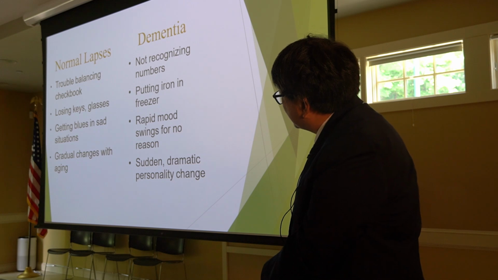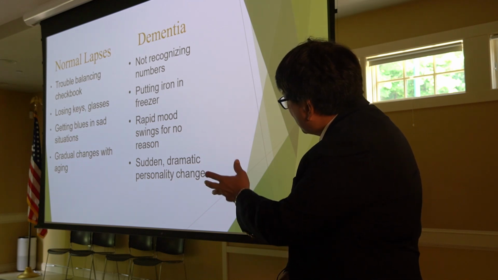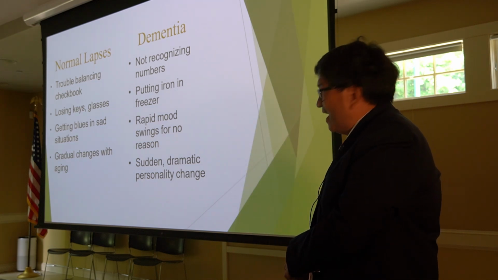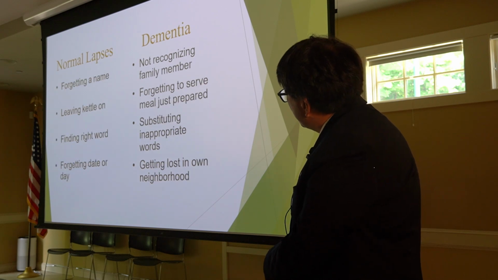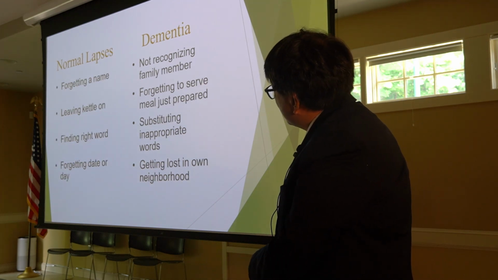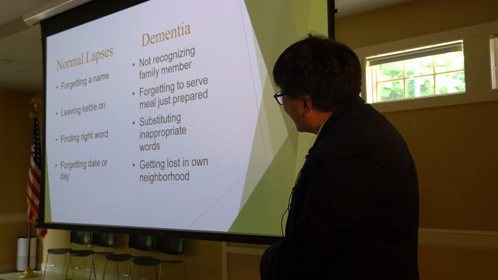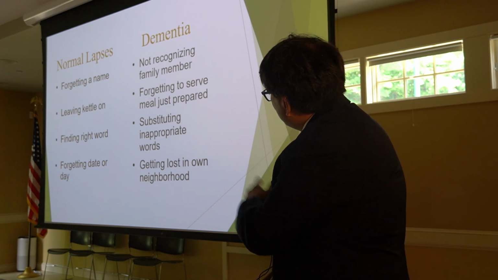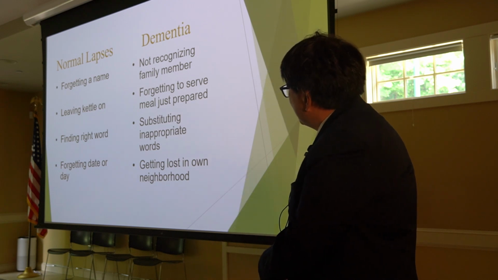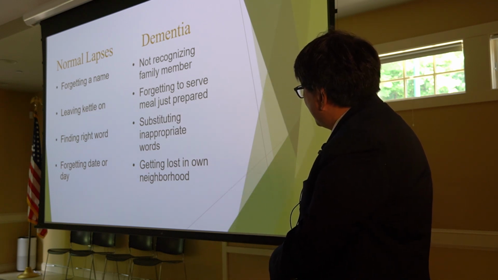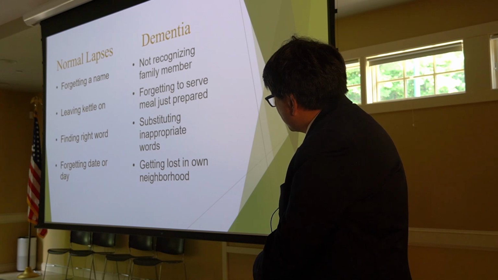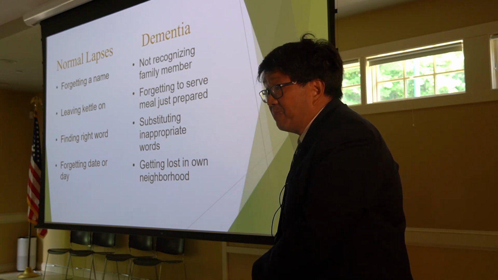Occasionally you have normal lapses, like on the left, but dementia is more severe. And here's more examples. Forgetting a name, leaving the kettle on, finding the right word, like I said. And dementia is not recognizing a family member, using inappropriate words, and getting lost in your neighborhood.